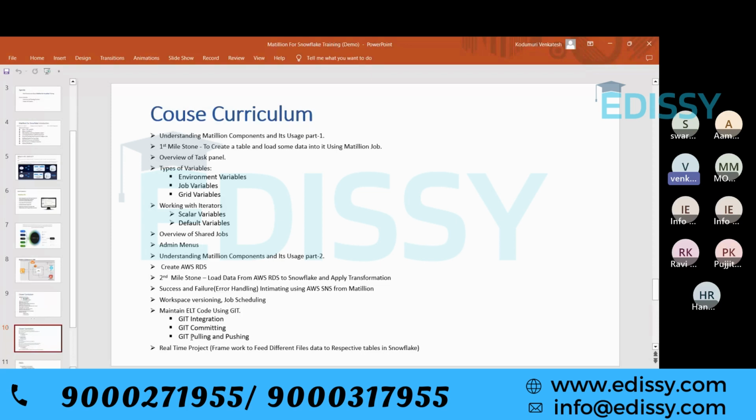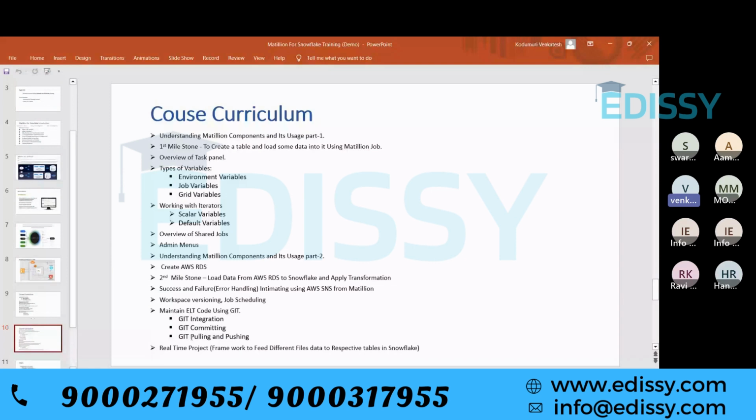all your codes to Git. Okay, that also will be covered how and all. So you don't need to worry about it. So once we cover our Matillion workspace versioning, we'll be seeing how to schedule your jobs. Okay, once that is done, we'll be seeing Matillion ETL code using Git. So where I'll be covering Git integration, Git pushing, pulling, and then committing the code and all.